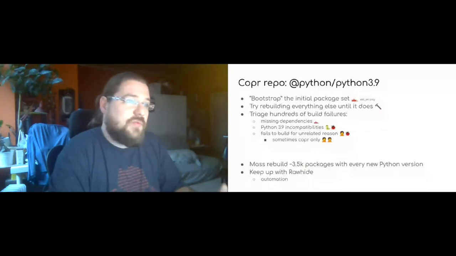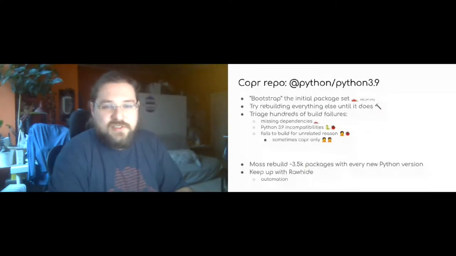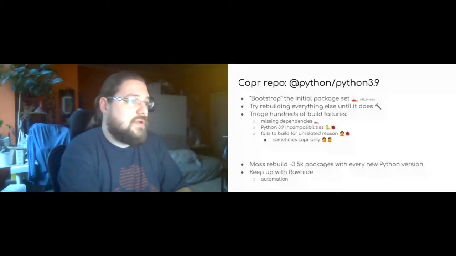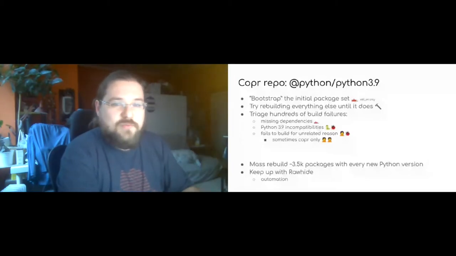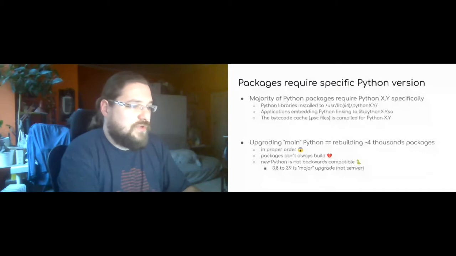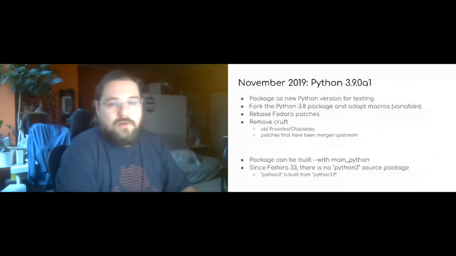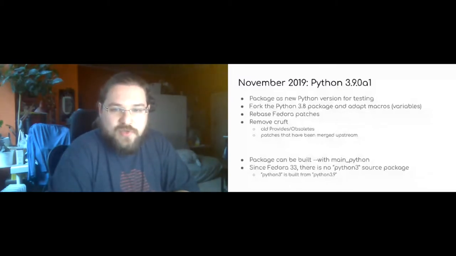What happens in this Copr repo later in the process is that we must rebuild 3,500 packages, which are all the packages that require the specific version of Python. So you can see here there are 4,000 and something total, but only 3,500 actually need to be rebuilt.